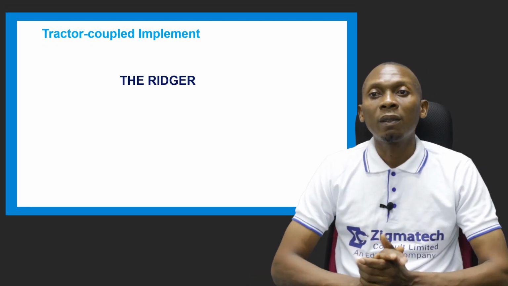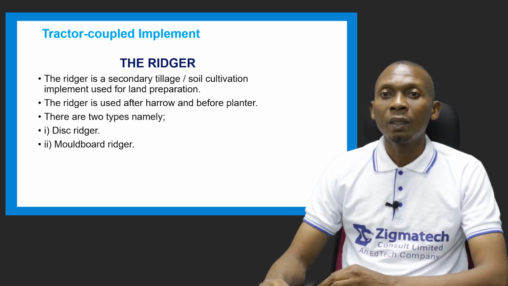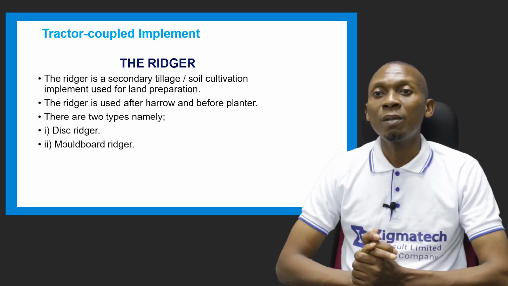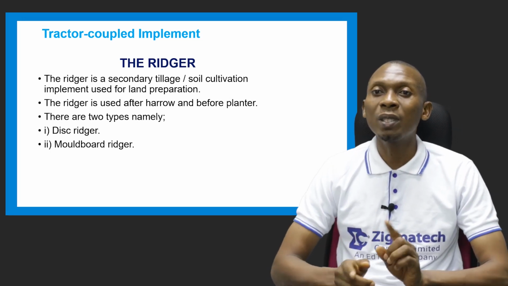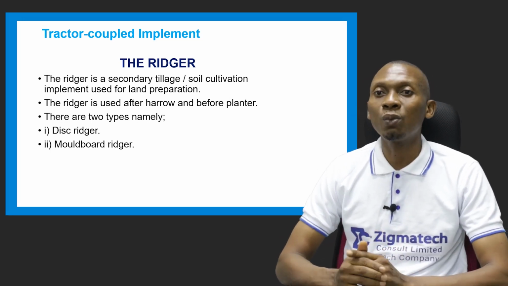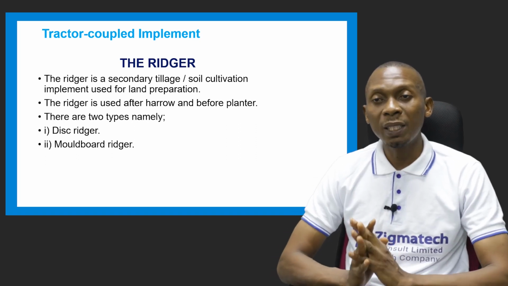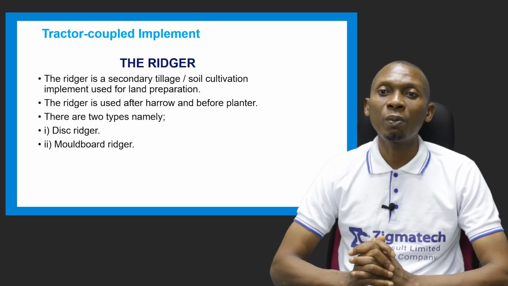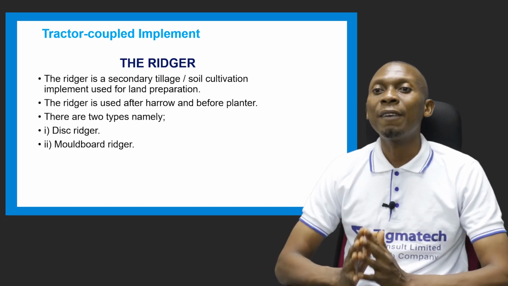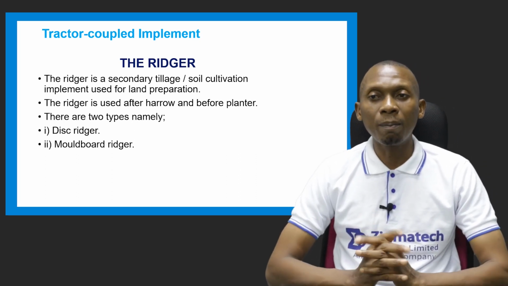Let's go to the third tractor-coupled implement, which is called the ridger. So we've talked about the plow, we've talked about the harrow, now we're talking about the ridger. Now the ridger is a secondary tillage implement, just like the harrow is also a secondary tillage implement because it is used after the primary tillage implement, which is the plow. So it's a secondary tillage implement or soil cultivation implement used for land preparation. So it's used after the harrow but before the planter.